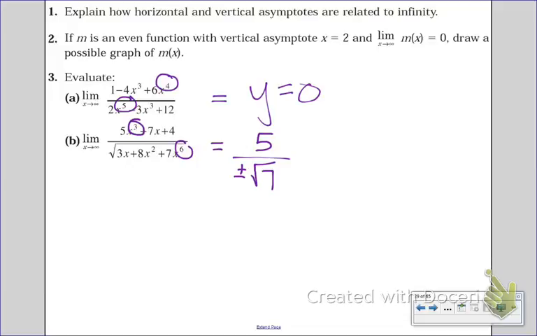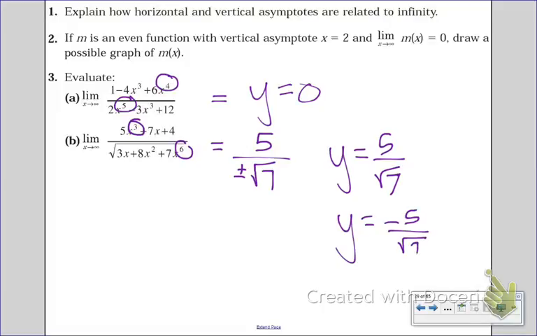So there's 2 for that one. It's y equals 5 over the square root of 7 and y equals 5 over the negative square root of 7. Can you bring the square root to the top? Or does it matter? It doesn't matter.